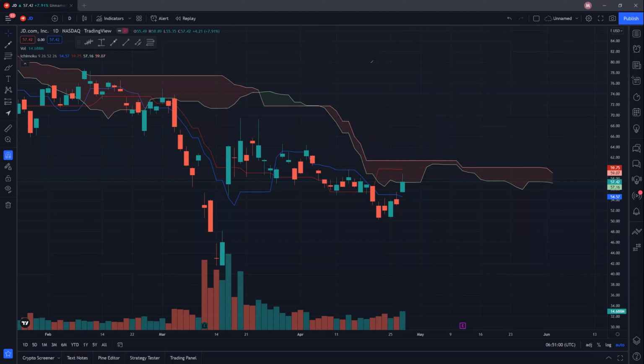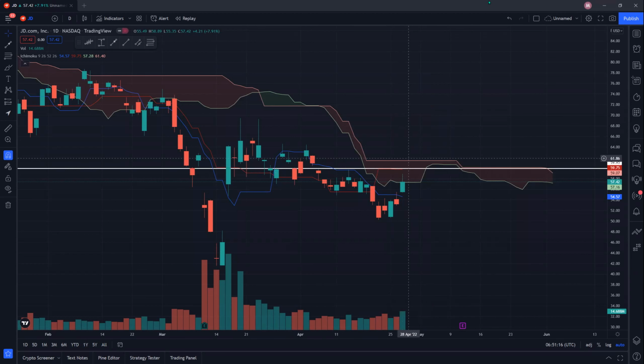So the next resistance for JD I'll be looking at is this $60 psychological resistance, and you can see that this baseline here, 59.75, is also acting as a very strong resistance for JD. In the event that we can break out of this cloud area, then I'm looking at this particular resistance here.